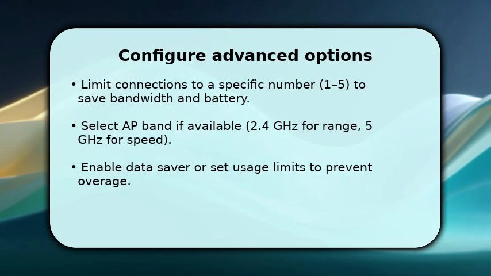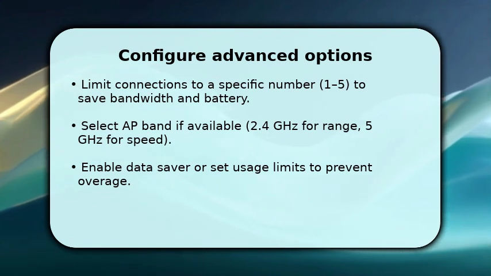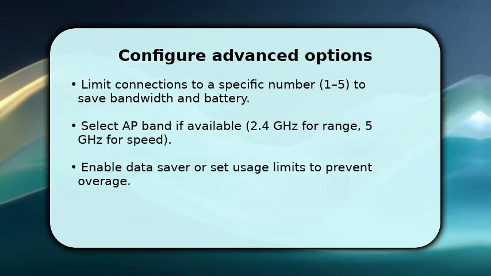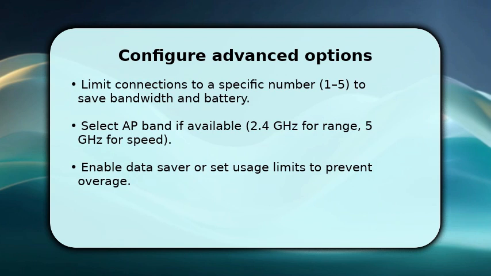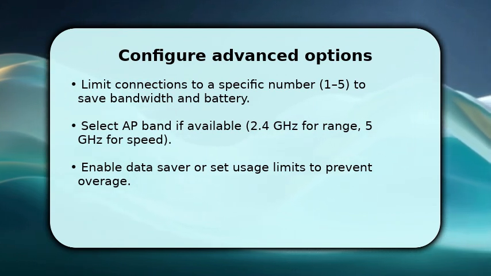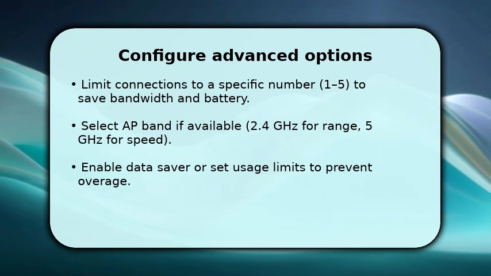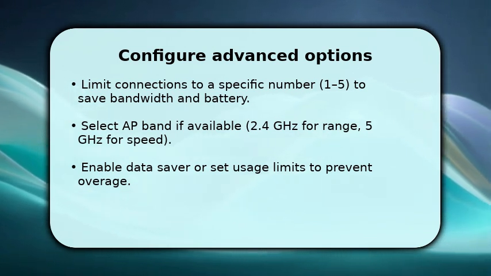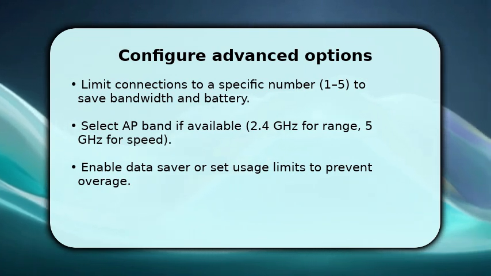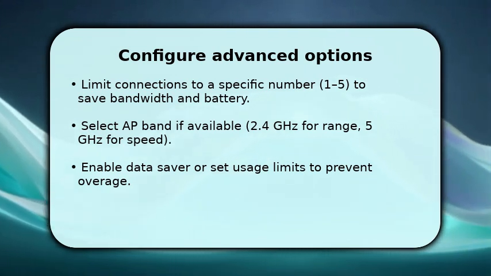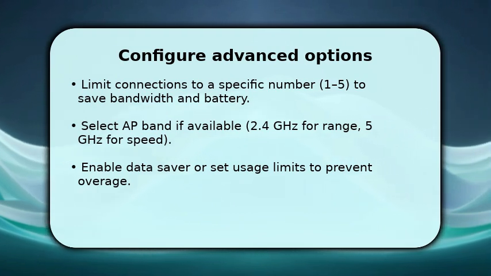Once the hotspot is active, fine-tune the settings to balance speed, range, and battery life. You can limit the number of connected devices, 1 to 5, so performance stays stable, and set an automatic shut-off timer if idle. If the geophone exposes an AP band option, pick 2.4 GHz for better range or 5 GHz for faster local speeds. Also enable any data saver or usage caps to avoid surprise charges. These measures keep the connection reliable and predictable.